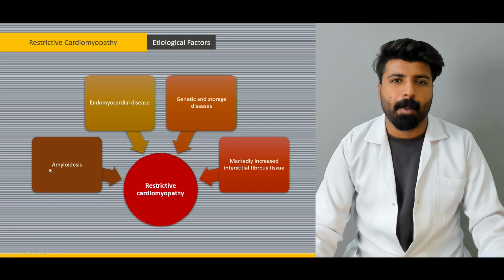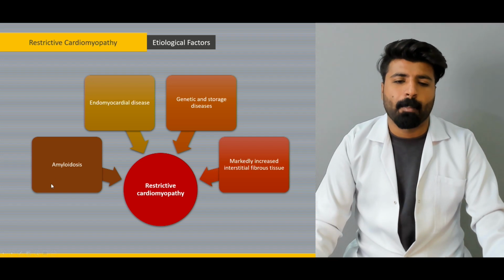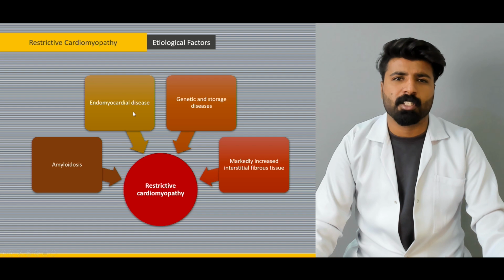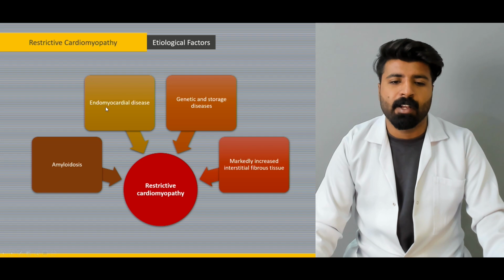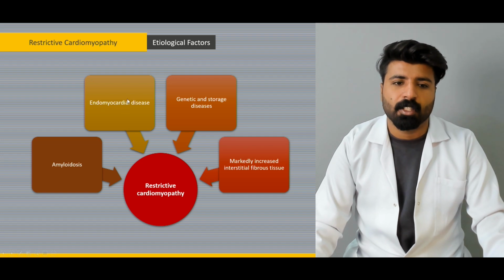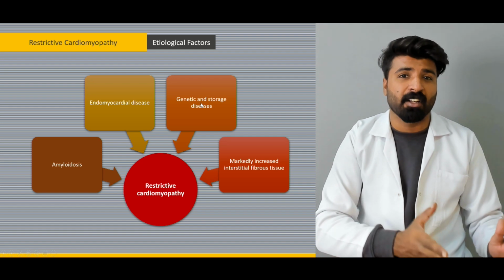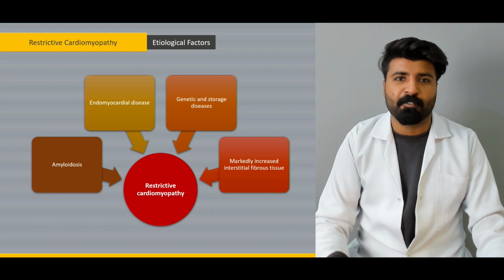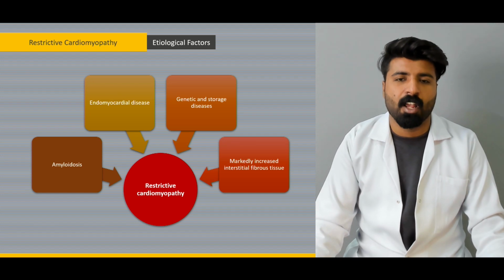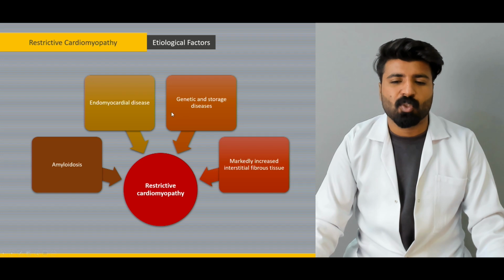What's actually restrictive cardiomyopathy? It's actually restricting it. So, amyloidosis, endomyocardial diseases. How do endomyocardial diseases lead to restrictive cardiomyopathies? When the endomyocardium is affected, this will lead to restrictive cardiomyopathy one way or another because it's being restricted. Genetic diseases, yes, if there's any genetic susceptibility, if there's any gene being affected which codes for some kind of proteins or structures inside of it, this will lead to restrictive cardiomyopathy. Storage diseases will lead to restrictive cardiomyopathy, and interstitial fibrous tissue will lead to it.